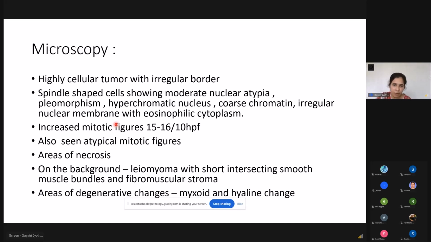Actually, on counting 10 high power fields, there are around 15 to 16 mitotic figures we can appreciate. And also, atypical mitotic figures were noticed. Areas of necrosis were found. And in the background, we can see leiomyoma with short intersecting smooth muscle bundles and fibromuscular stroma. Areas of degenerative changes were noticed, that is myxoid and hyaline change.